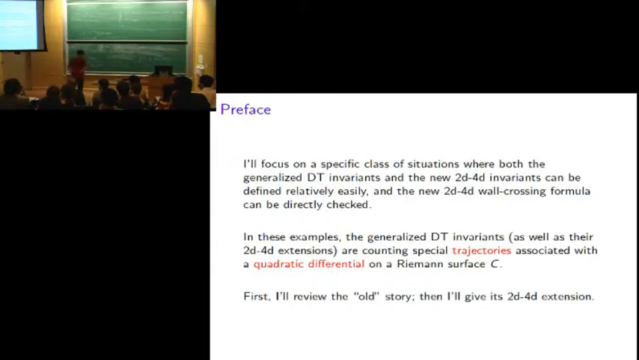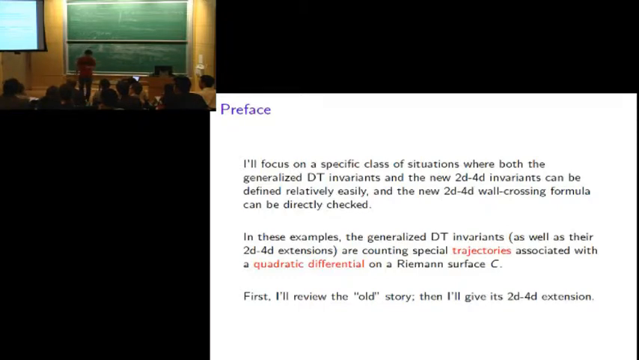We'll have a Riemann surface. The only geometry will be that of a Riemann surface. We'll be counting some special trajectories on that Riemann surface. The trajectories are defined with the aid of some meromorphic quadratic differential. So that's the usual DT invariants. Now, in this context, I'll be able to tell you what these new 2D, 4D invariants are. And they'll also be counting some special trajectories, just trajectories of a slightly different sort. But that'll be our fundamental example.